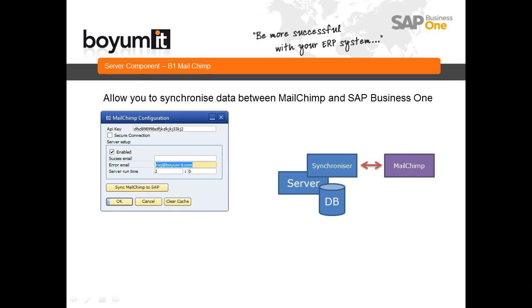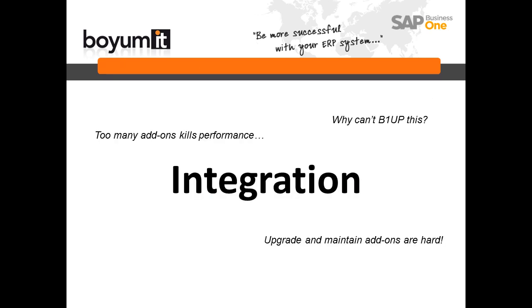Final server component in the initial release is the B1 Mailchimp Synchronizer. So that on a schedule will import the different changes from the server onto the business partner. So instead of needing to go in and manually synchronize, it will synchronize on a schedule instead. Next design goal is our integration.